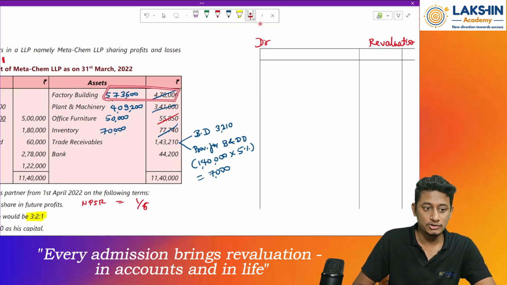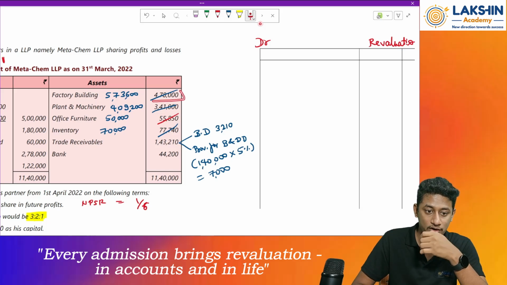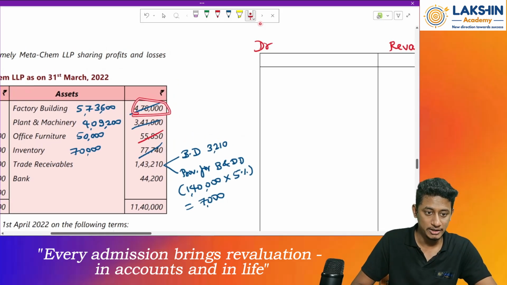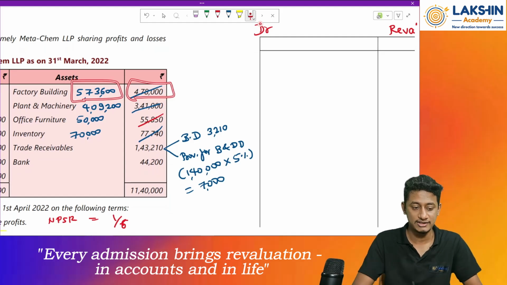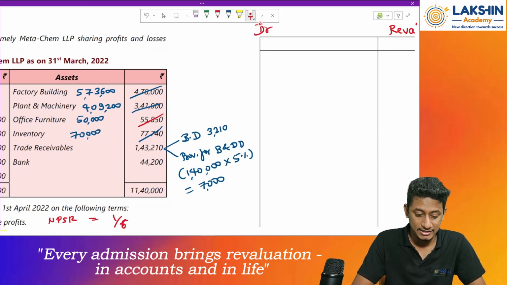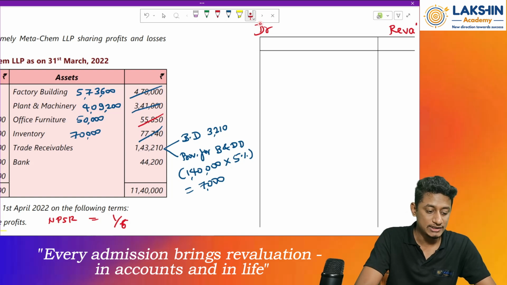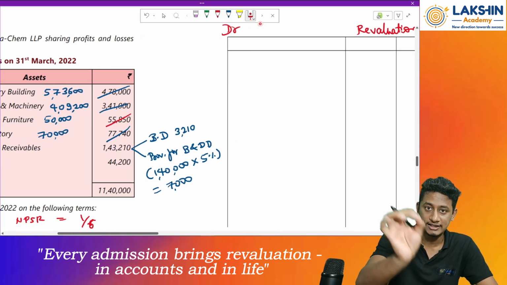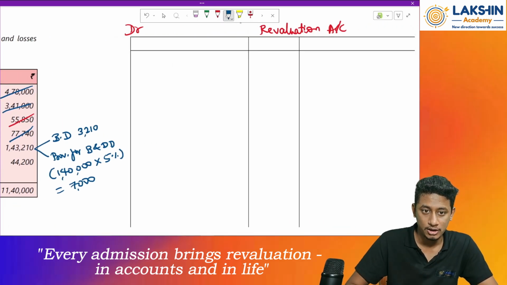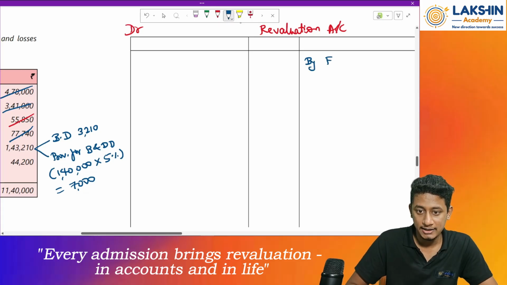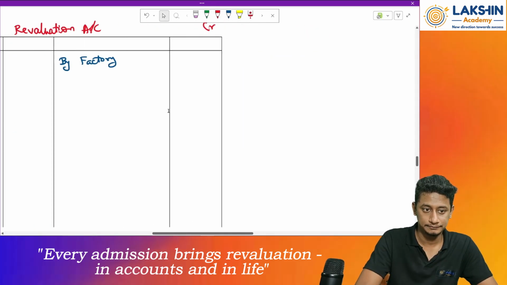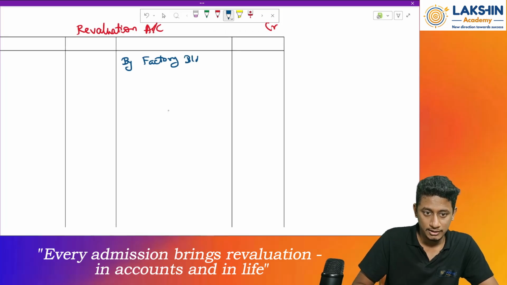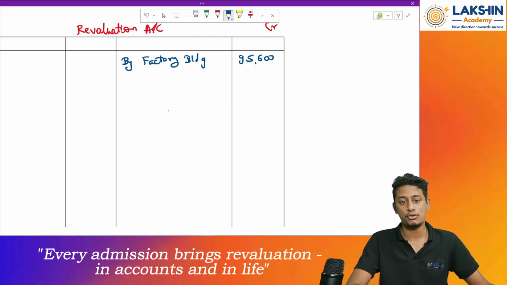Furniture, sorry, the factory building, the value has been increased, right? From 4,78,000, if I have to zoom it in, from 4,78,000, the value has increased to 5,73,600. How much is the difference? 5,73,600 minus 4,78,000, that is rupees 95,600. Whenever there is an increase in the asset, it is an income to us. So therefore, on the credit side, by factory building. Please write the working note clearly. I am just skipping it right now because I have shown you how to do it in the previous questions.